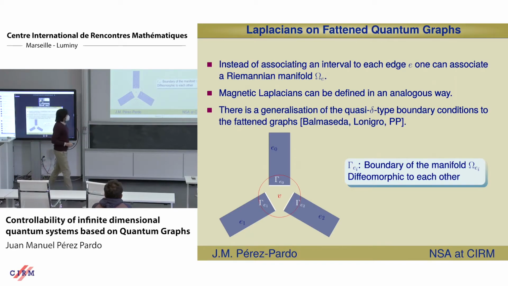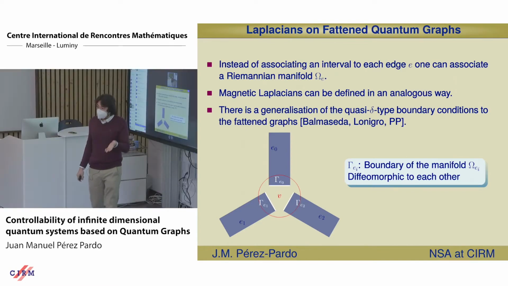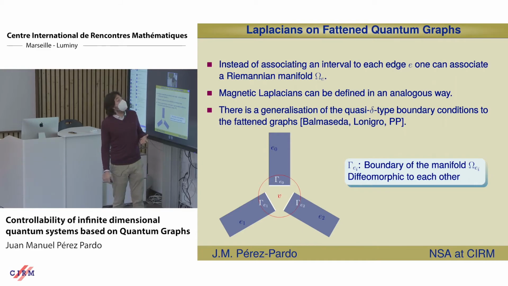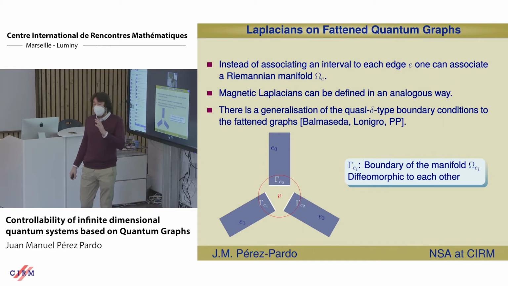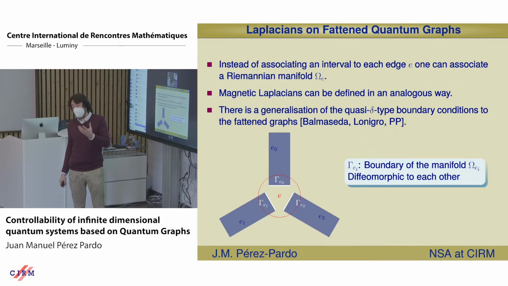Well, I guess so. Now, another generalization that we can build on top of this structure is, instead of considering just one-dimensional manifolds, so instead of considering intervals, we can consider fattened quantum graphs. So given the structure of a graph, instead of considering that each edge is associated with some interval, we can consider that each edge is associated itself with a Riemannian manifold. And on this Riemannian manifold, we can define exactly the same way, with some extra effort, magnetic Laplacians. And the biggest problem now is how to identify or how to select the appropriate self-adjoint extensions.